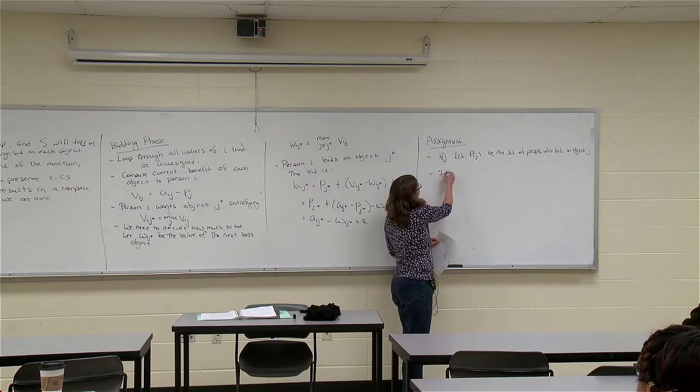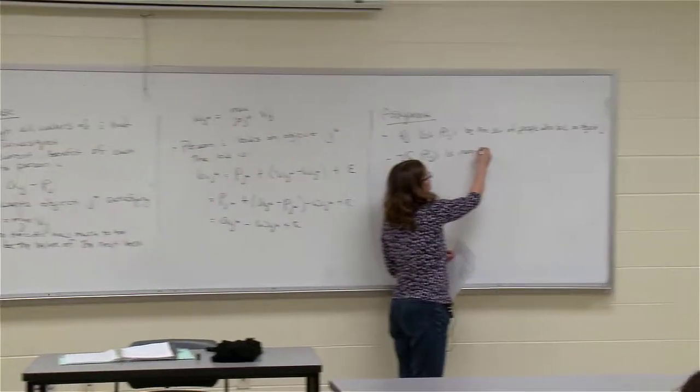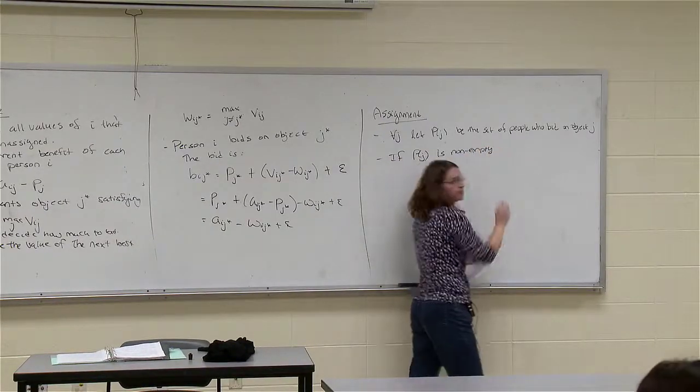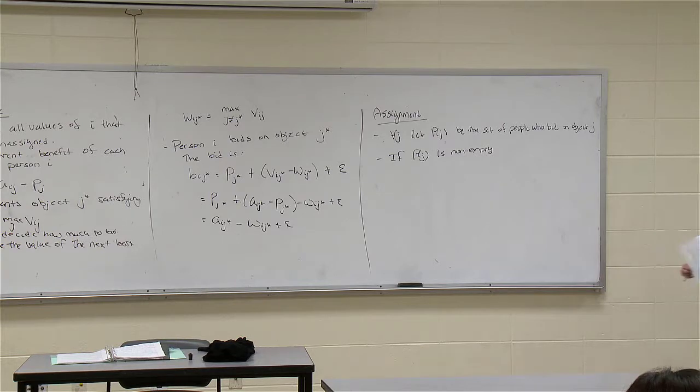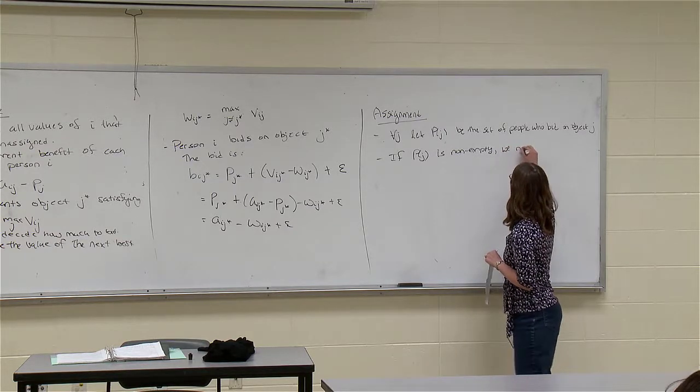So if Pj happens to be non-empty, that means at least one person has bid on this object. We need to figure out who has the high bid and assign it to him. So we need to update the current price or bid.